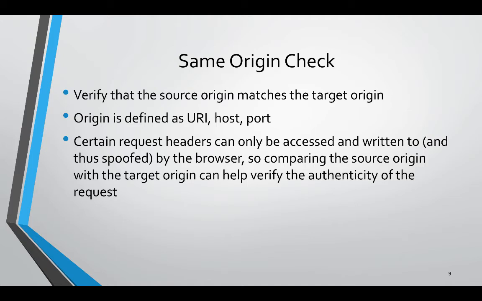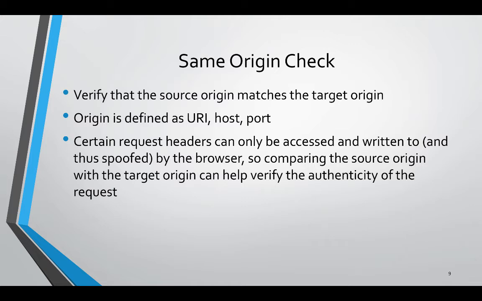Another one that seems to be pretty prevalent, and what you'll see a lot is these two mitigation strategies sort of paired together, is the same origin check. It's a really simple idea in the sense that you're going to verify using the headers in the request that the source origin matches the target origin. And typically an origin is defined as a URI, a host, and a port.